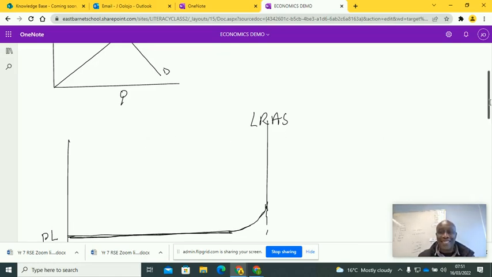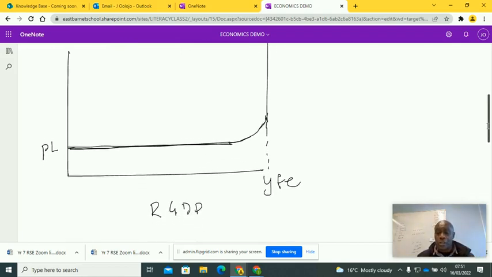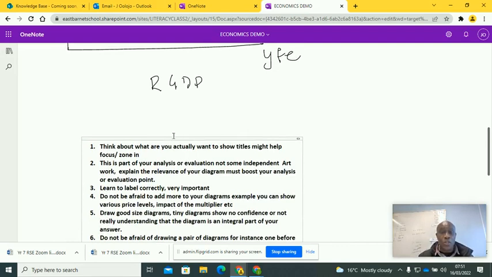So it's not a bad thing to do titles if that's going to help you focus on what you're trying to do. So that's one thing you can consider. It's not compulsory, but sometimes when you put a title, it actually makes you focus on what you're trying to show in your diagram. Very important: it has to be part of your analysis or part of your evaluation. It's not some independent artwork.